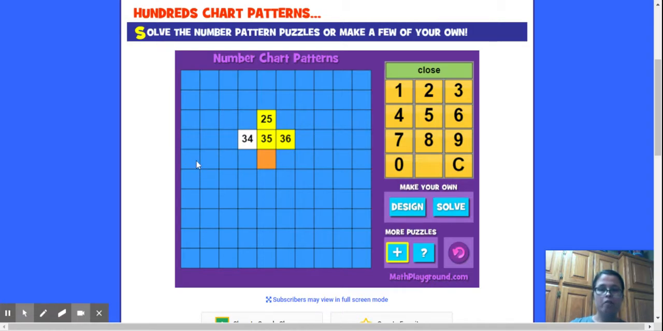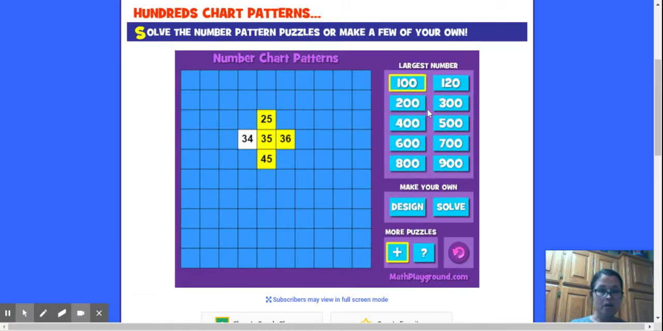Then go to the next row. 41, 42, 43, 44, 45. It has 4 full groups of 10. So 4 10 frames that are all filled up and 5 more. Look at it. We turned all of those boxes yellow. Every number that we had to put in turned yellow. Should we try another one? Let's try another one.